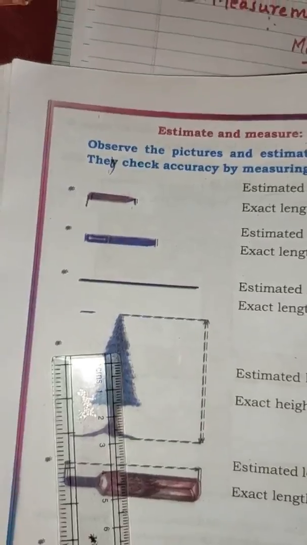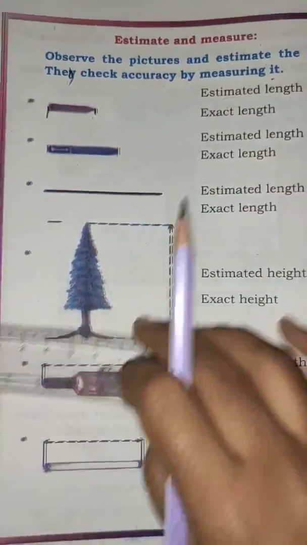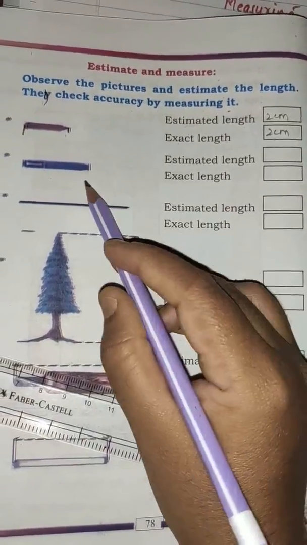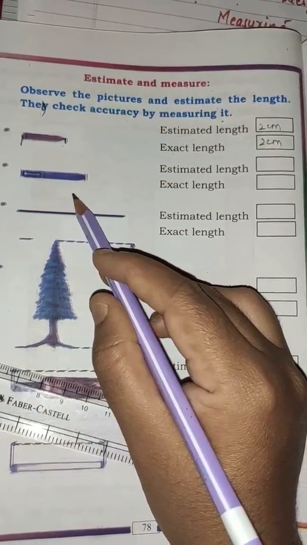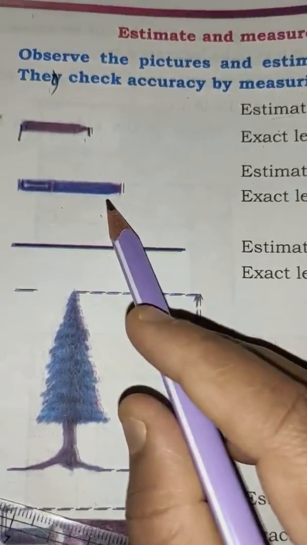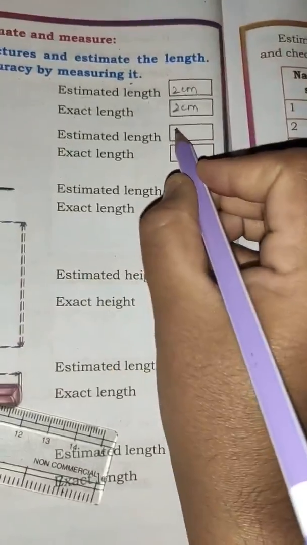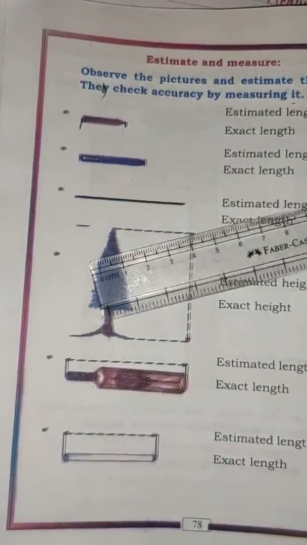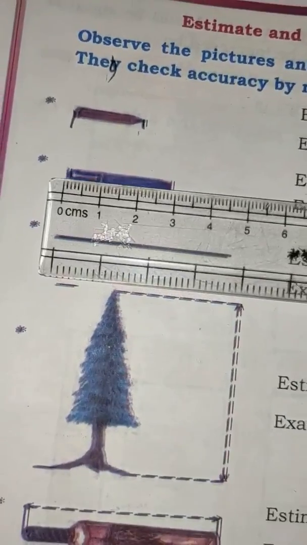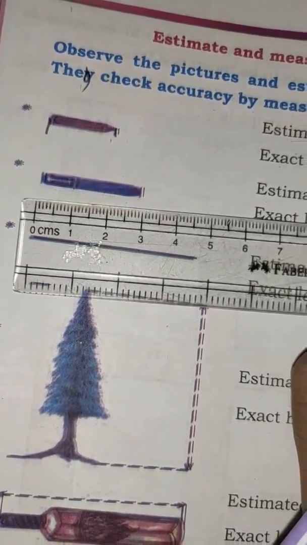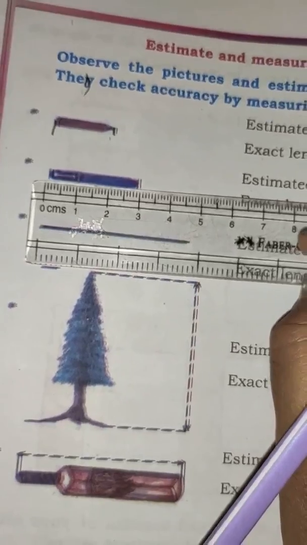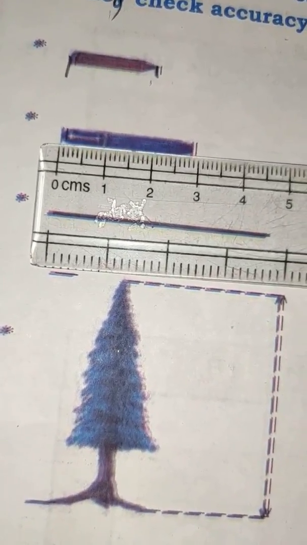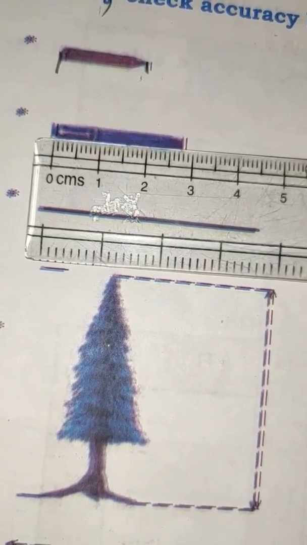In the same way, now come to the pen. It's a pen. Okay. So, estimated length. What will be the length of this pen? It may be 3 centimeter around. Okay. I will write 3 centimeter here. Now let us take the exact length of it by taking our scale. Okay. By measuring it. So here this is the starting point and this will be the end point. Okay, so here you can see what is the length of this pencil? Sorry, pen. You can see that this is the end point.